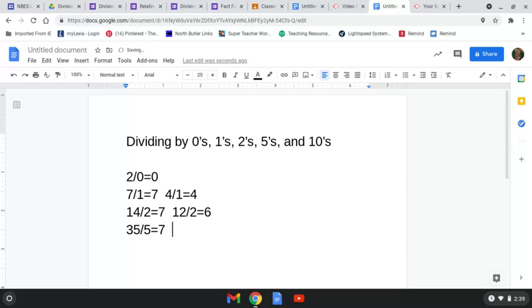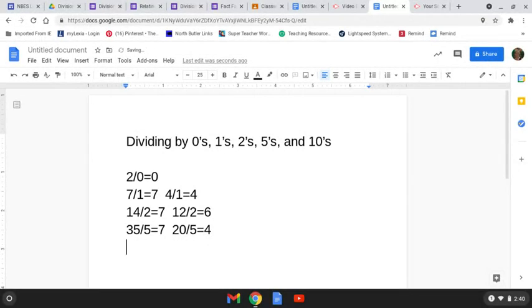Let's try one more with the 5's. Let's do 20 divided by 5 equals, okay, we're thinking how many 5's are in that big number 20. Here we go. 5, 10, 15, 20. There were 4 stars there. 1, 2, 3, 4. So it took us 4 times to count by 5 to get to 20. Relate it to your multiplication fact that you know. 4 times 5 equals 20.